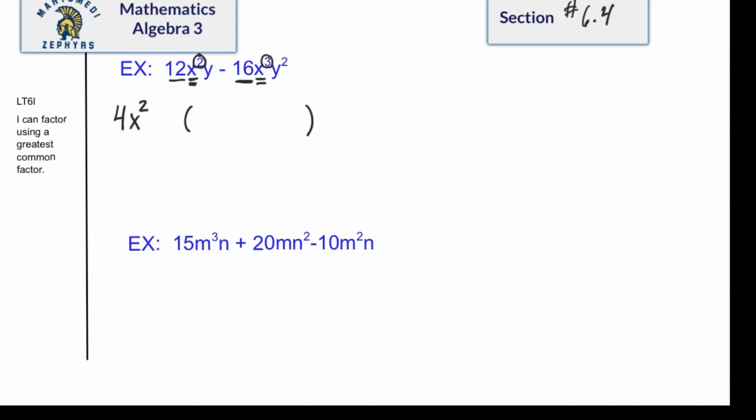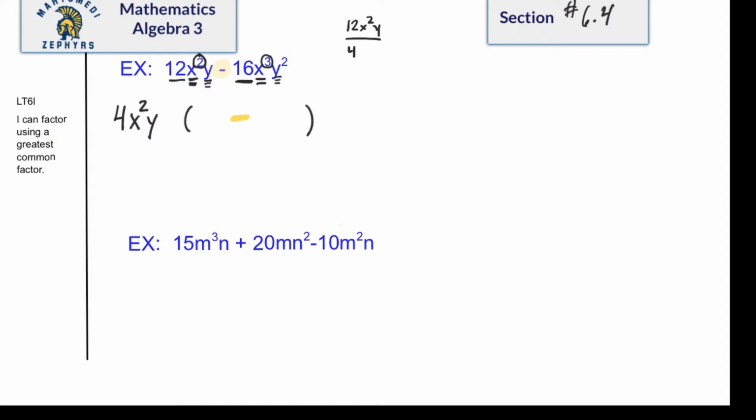Now we compare the y's. Those variables, we have a y and a y squared. Again, the smaller exponent is the y. So we are going to factor out a 4x squared y. We have a minus sign in between. We must bring that down into our grouping as a minus. And now we are going to determine what's left over in the parentheses by doing some division.